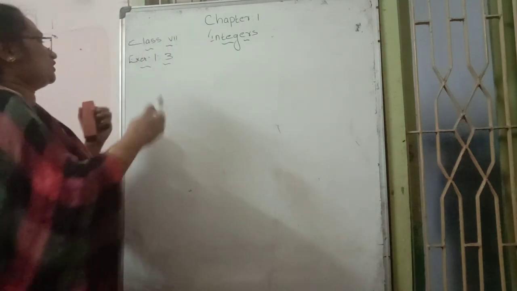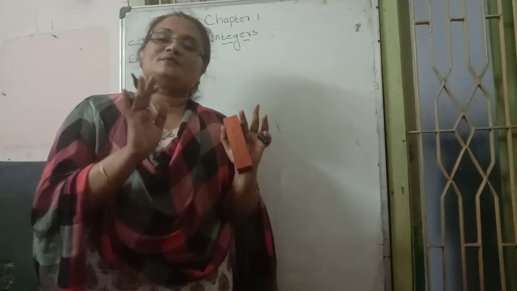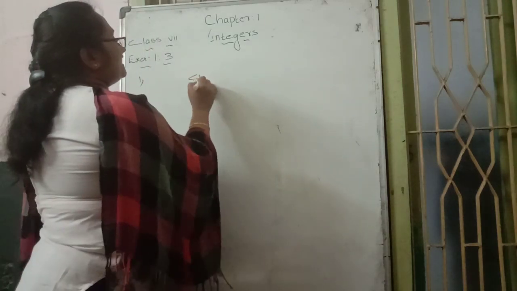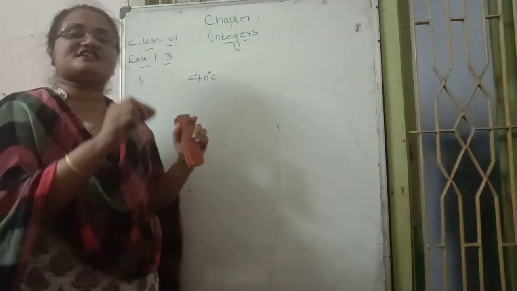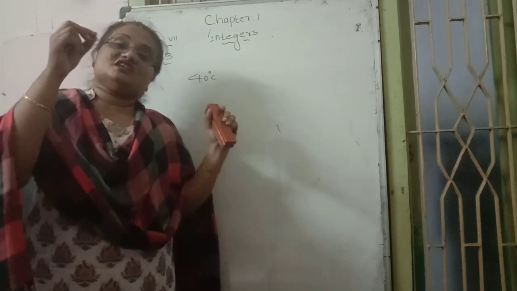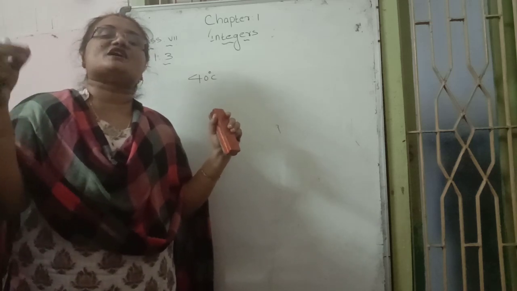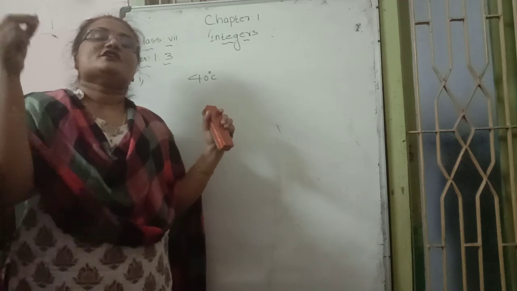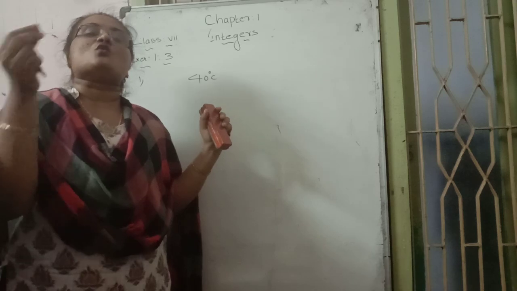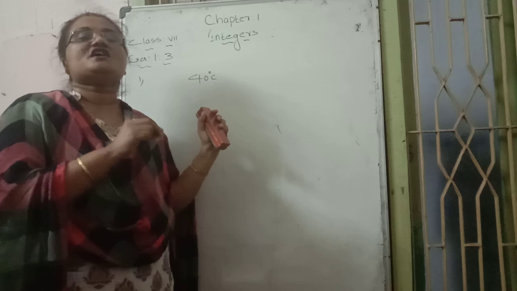Here the first word problem tells about room temperature. The present room temperature is given as 40 degrees Celsius. Then each hour, 5 degrees Celsius is reducing. So after 10 hours, what is the room temperature? That is the meaning of the first question.